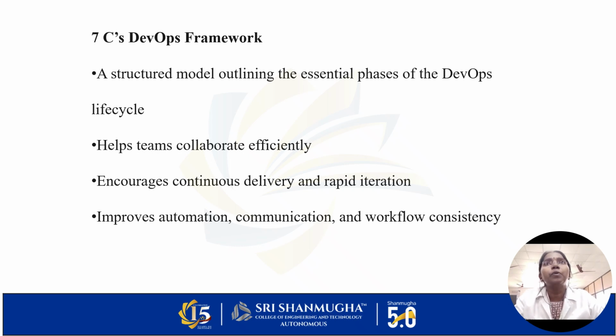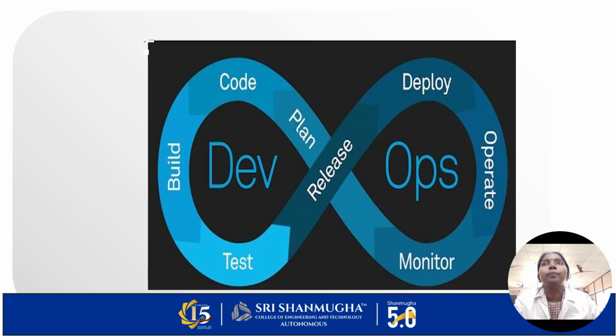Before we look at CICD, we have seen the title, the 7 Cs DevOps Framework. That is a structured model outlining the essential phases of the DevOps lifecycle. Mainly, it helps teams collaborate efficiently and encourages continuous delivery and rapid iteration. So, it improves automation, communications, and workflow consistency.